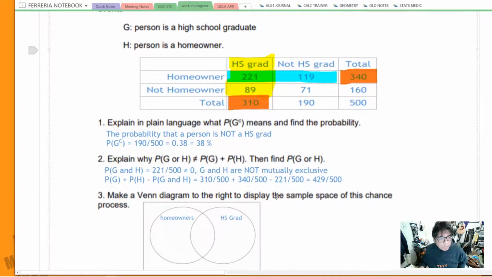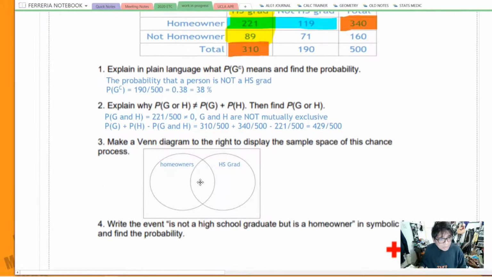So it's kind of important that when we do this, we have one of the, let's say the row titles has one circle, and then the column titles as the other circle. I made that mistake just now, so you don't have to. So inside this, the almond shape, that's going to be both homeowners and high school graduates. And that's going to be 221 people. So 221 people are both homeowners and high school graduates.